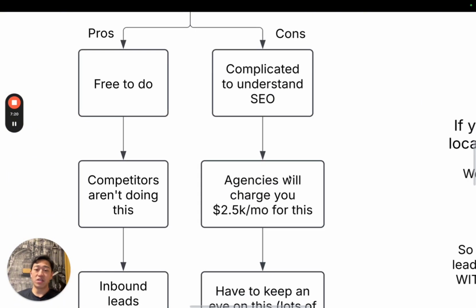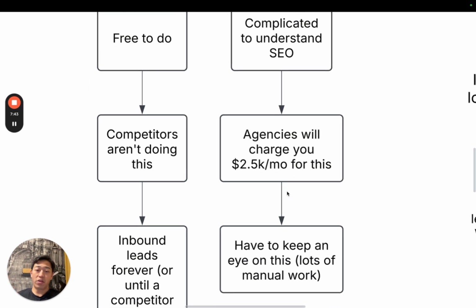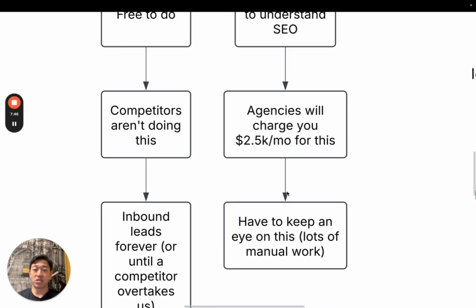But the cons of this is it's definitely complicated to understand all the nuances of SEO. And that's why agencies will approach you and have you pay 2.5K a month for all of this. However, you can do this all for free. I could show you later how you can do this all for free. But another thing is you do have to keep an eye on this. So it's a lot of manual work. That's why these agencies will charge you 2.5K a month for a 1-year contract, because it's a lot of work to just see what ranking you are. How do I modify the pages? How do I build backlinks? It's all very complicated, but you could do this all yourself if you wanted to.